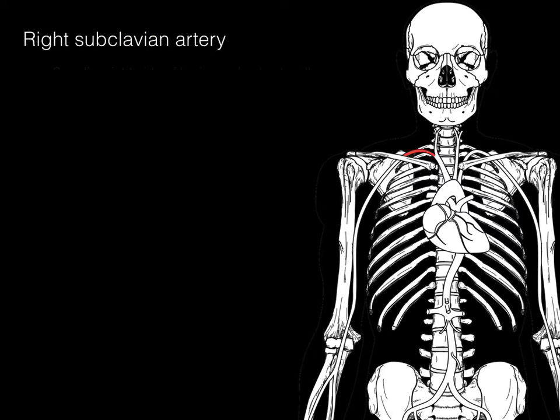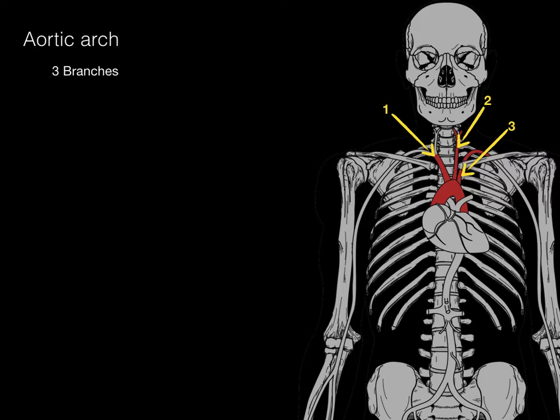And so this right subclavian artery supplies the right side of the brain, specifically through the vertebral artery in the back side of the right hemisphere. Branches go to the neck, branches go to the chest wall, the shoulder, and upper limb. Okay, so aortic arch, there's three branches.